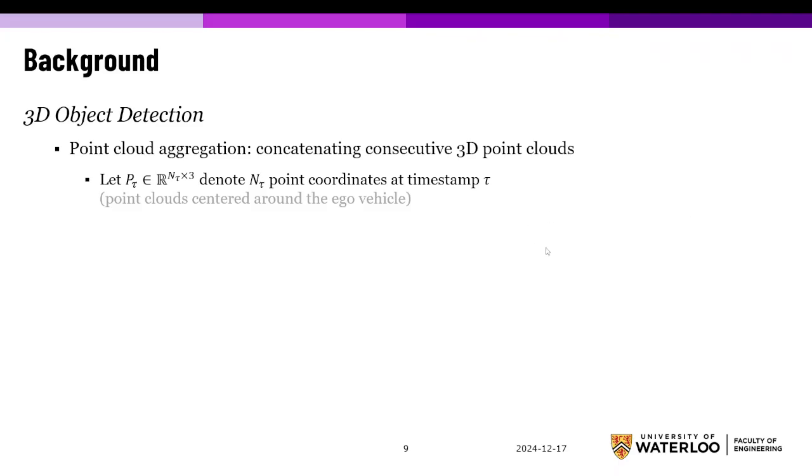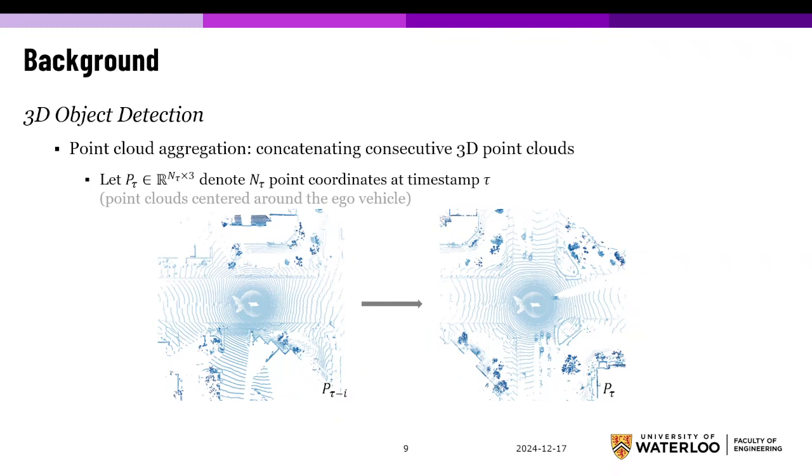So more precisely, let's denote a point cloud collected at a particular timestamp tau as p sub tau. And just to note that the point clouds collected by the sensor will be centered around the ego vehicle, or centered around the sensor, which will move along with the ego vehicle. So here's an example of that, where we have the ego vehicle approaching a four-way intersection from a timestamp tau minus I to a current timestamp tau. So you can see that the point clouds will look very different.